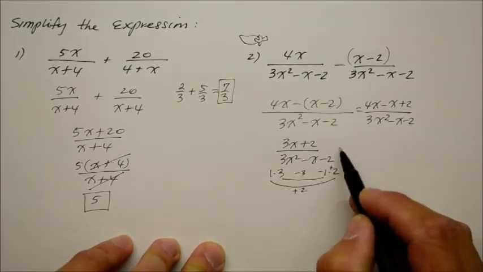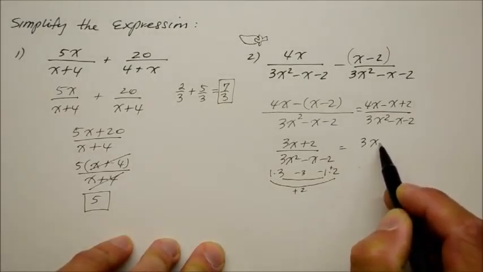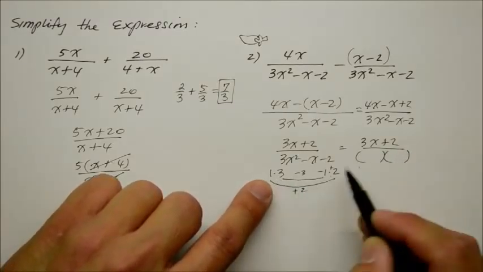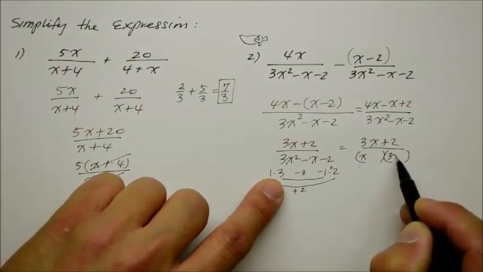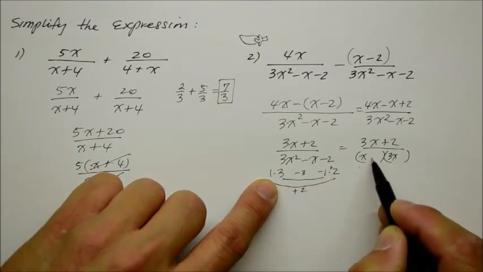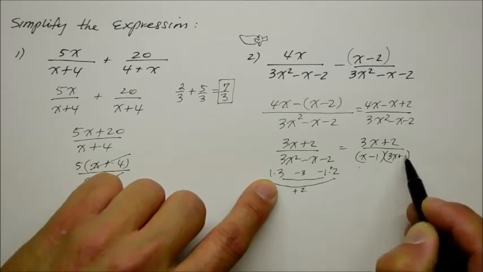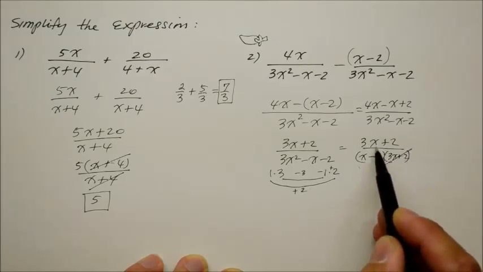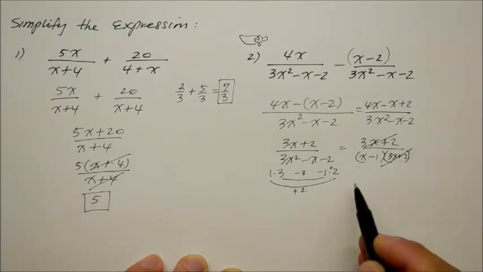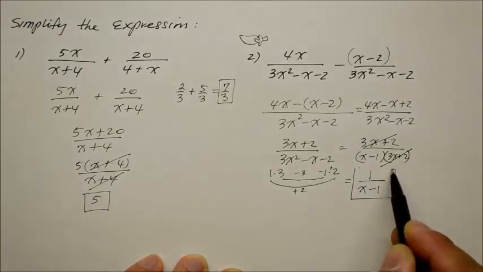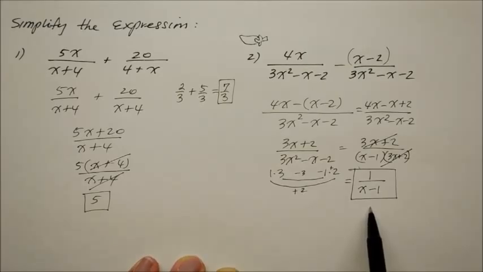We could factor this. This actually becomes 3x plus 2 on top. And the bottom, that's factorable as 1x and 3x. Those are always the x terms. 3 multiplies with 1. So 1 has to come over here, minus 1, and plus 2 over here. And look at this. 3x plus 2 on the bottom cancels out the 3x plus 2 on top. What remains is 1 over x minus 1. Oh, sorry to do that to you guys. But that was a good one.